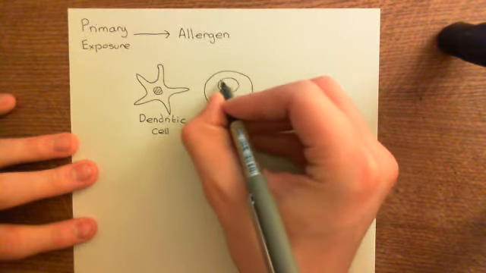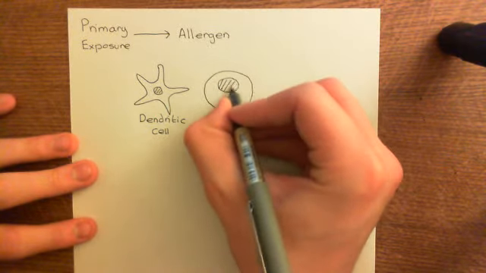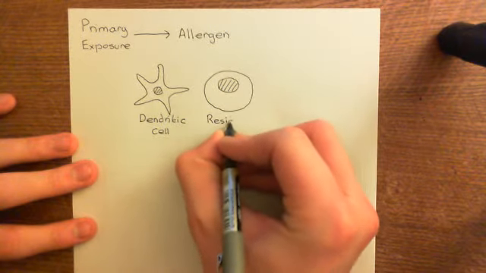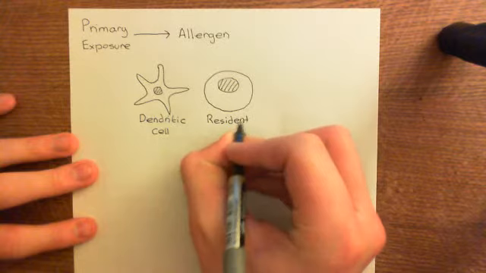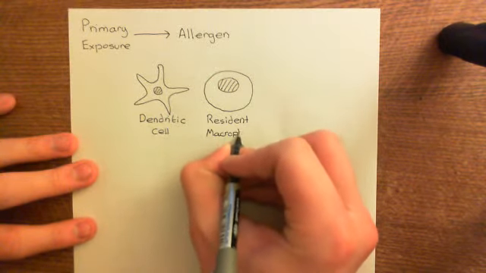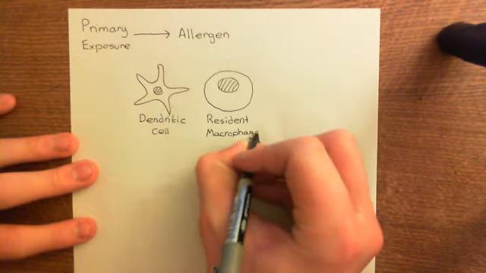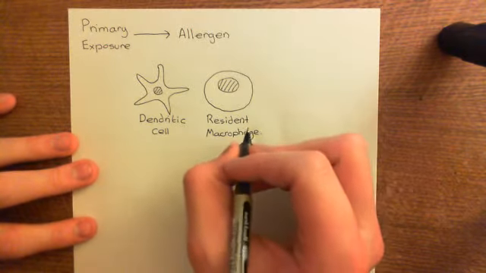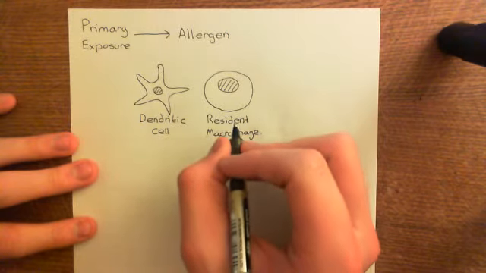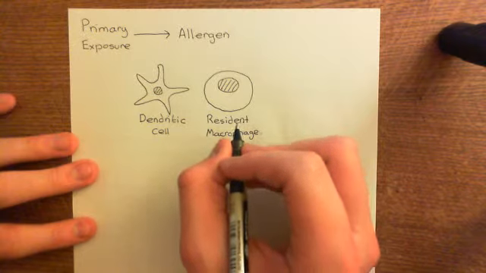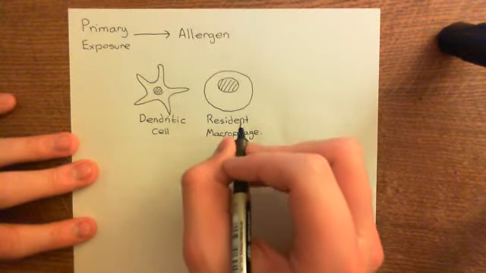Another type of professional antigen-presenting cell is what's known as a resident macrophage. So let me show this here. This represents a resident macrophage. So again, interdispersed amongst the cells of any tissue within your body, you will have resident macrophages, and these are cells that are just sitting around and waiting for pathogens to arrive so that they can launch an adaptive immune response against them if necessary.